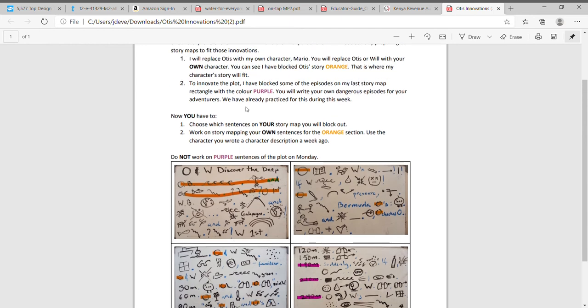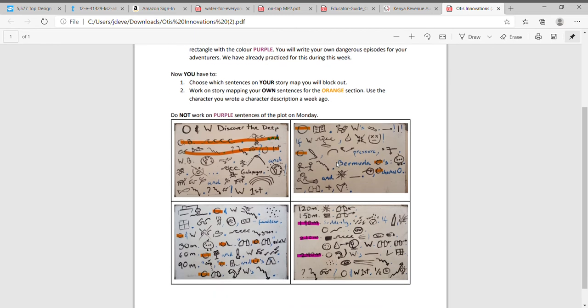Now, the second thing we're going to do, and this we're going to do on Monday, is we're going to innovate the plot, is what happens in the story. We're going to innovate the very ending of the story, and I have blocked it in purple. Remember, we're going to do this on Monday. So you have already this week told me some innovations about what happens to our adventurers when they reach 1,000 meters and 3,000 meters.